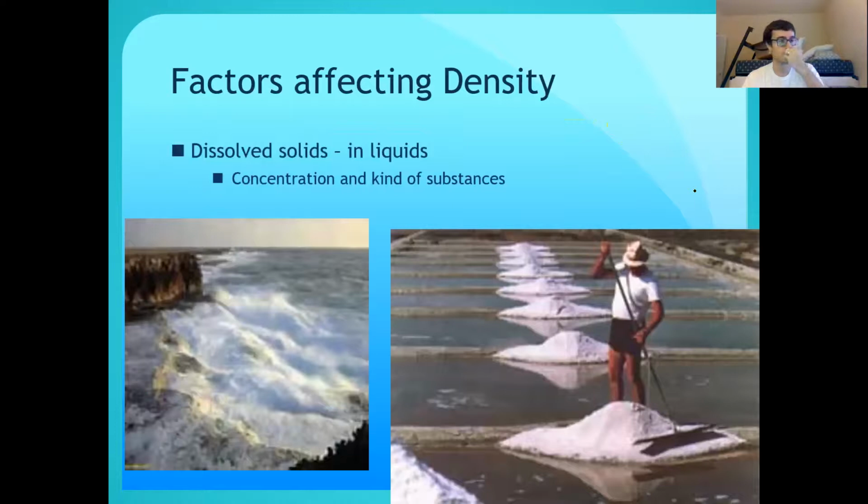Again, like I mentioned earlier, if you dissolve things into liquids, you tend to increase their density. So depending on what you dissolve and how concentrated it is, how much of it there is, that can affect the density of a material. So like I mentioned, ocean water, which has salt dissolved in it, tends to be more dense than fresh water because that dissolved salt adds to the density of the water.